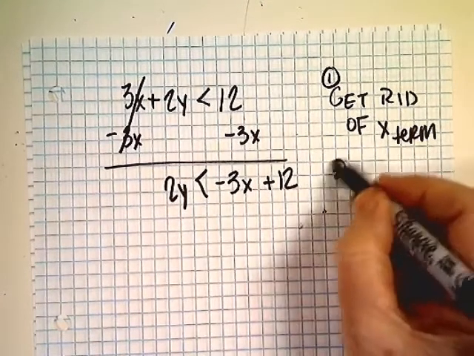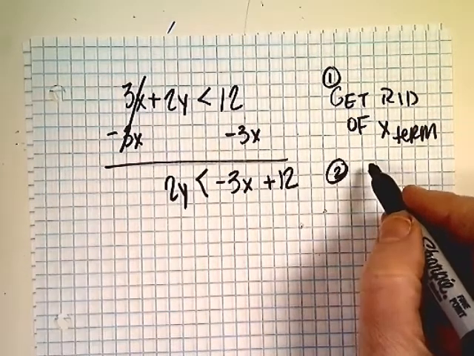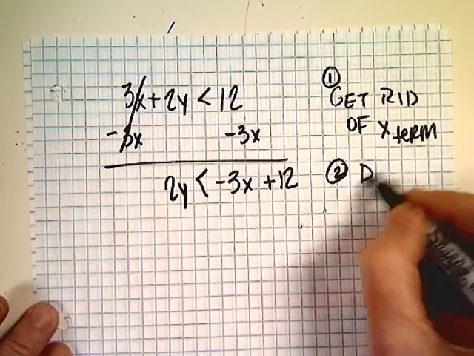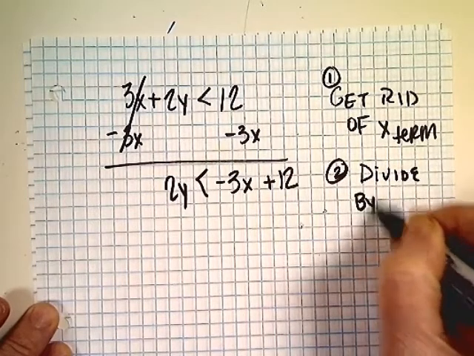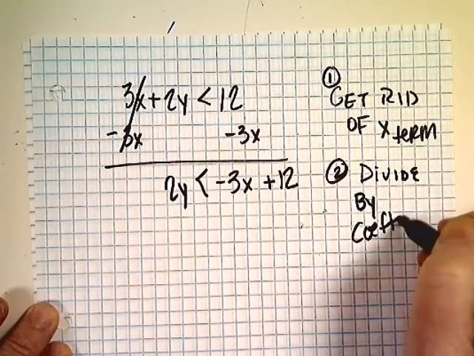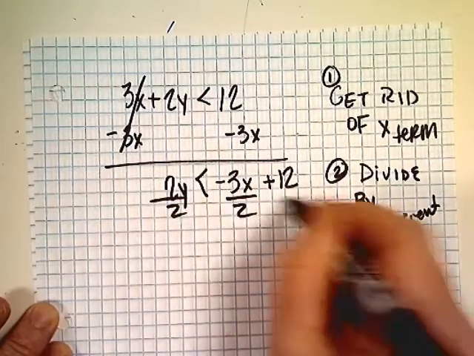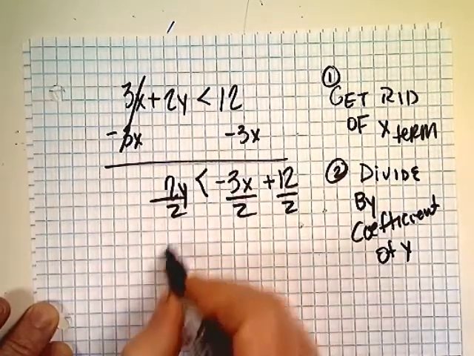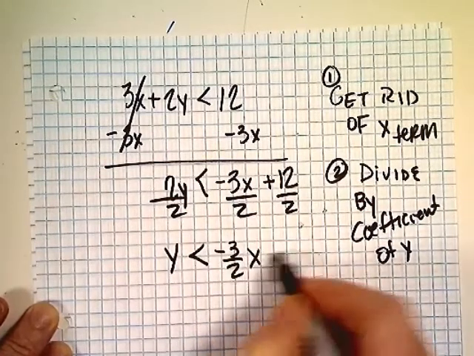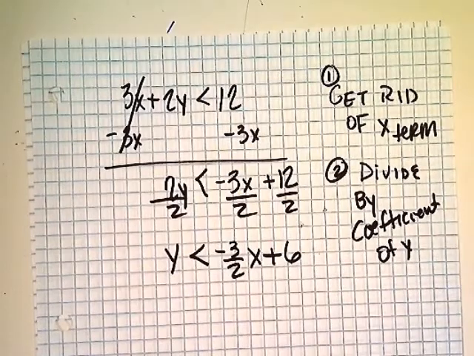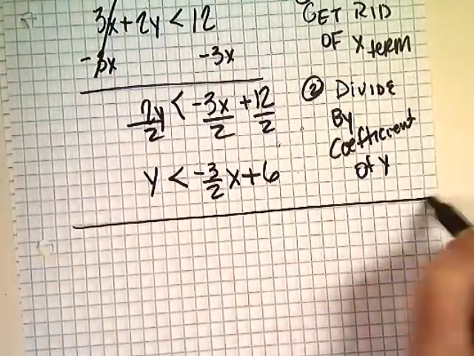Now we're not done. The next thing you need to do is probably divide by the coefficient. You might multiply if it's a fraction. Divide by the coefficient of y. Every single item gets divided. Okay, so 2 over 2 is 1, so I just write 1y. Negative 3 over 2x plus 6. And then we're ready to graph. Okay? Now, I'm not going to graph that one. I'm going to go on and show you a different one.